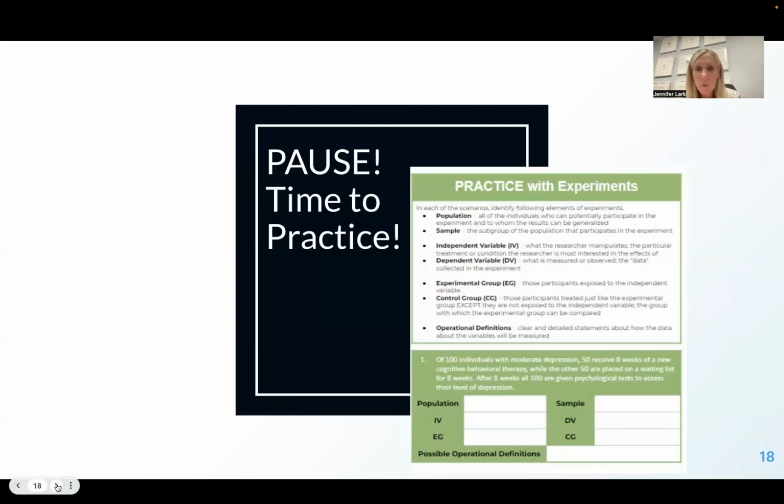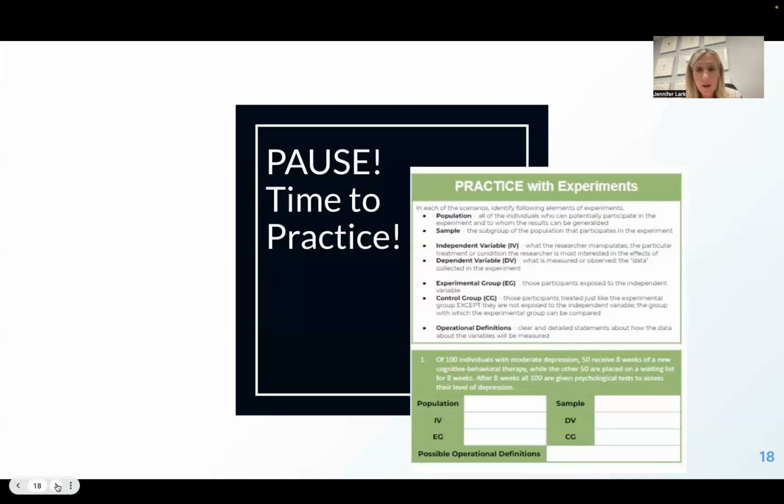Okay, so example number 1 here has to do with depression. All right, so there's 100 individuals with moderate depression. 50 receive 8 weeks of a new cognitive behavioral therapy treatment, while the other 50 are placed on a waiting list for 8 weeks. After 8 weeks, all 100 are given psychological tests to assess their level of depression.